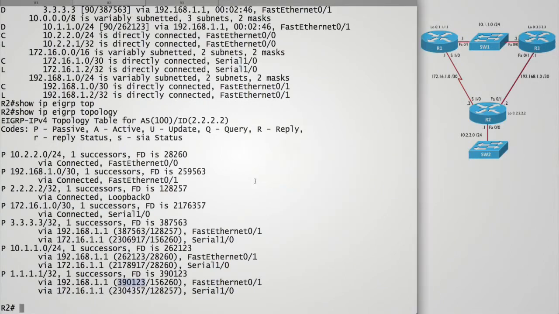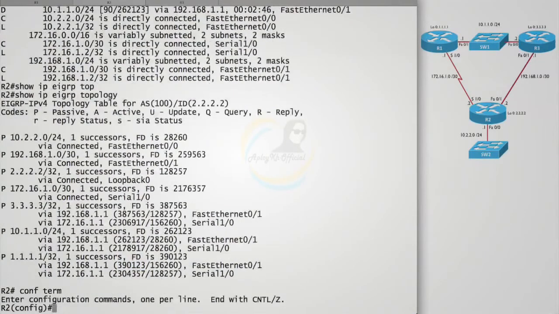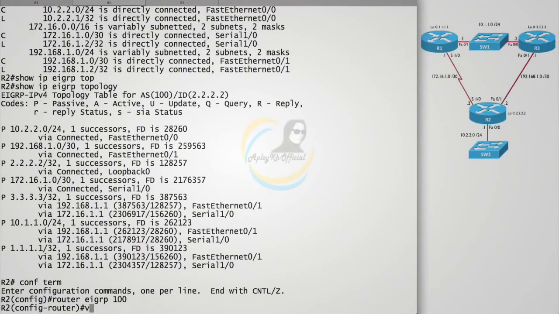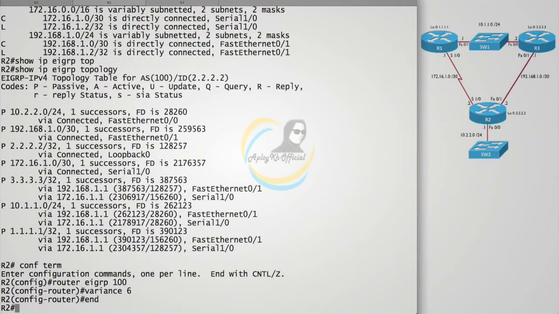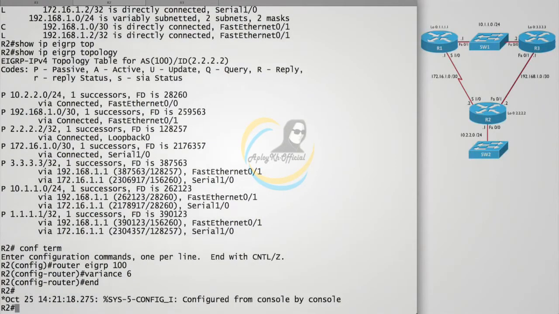So let's go into router configuration mode on R2. Let's say router EIGRP 100, and we'll say variance 6 based on our calculation. Once we do that, we should be able to load balance across those unequal cost paths. So in other words, not only will the EIGRP topology table know about those two routes, our IP routing table will know about those two routes, and it will be using those two routes.